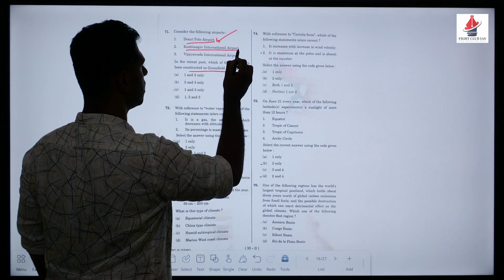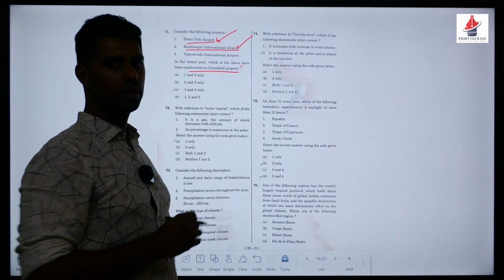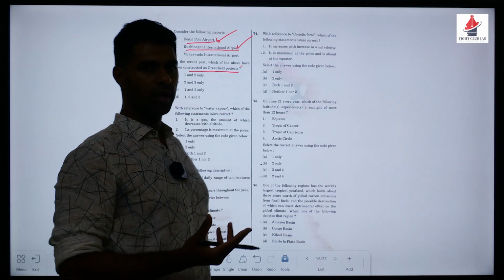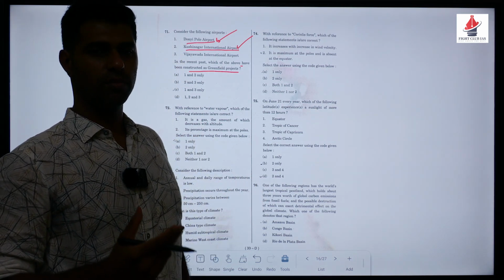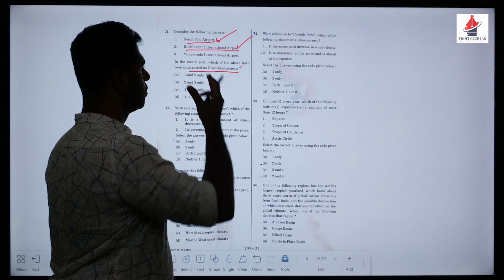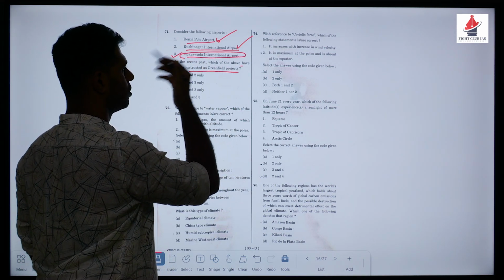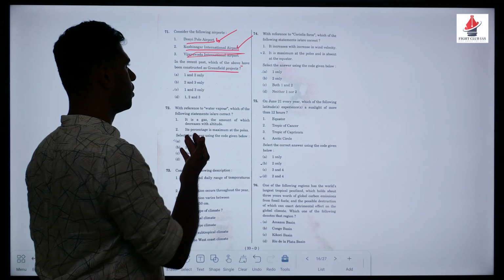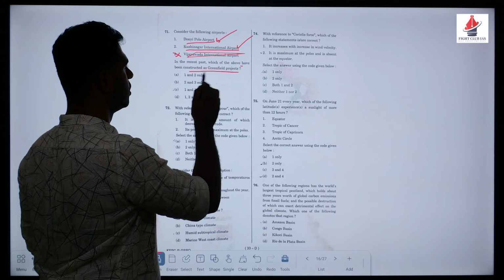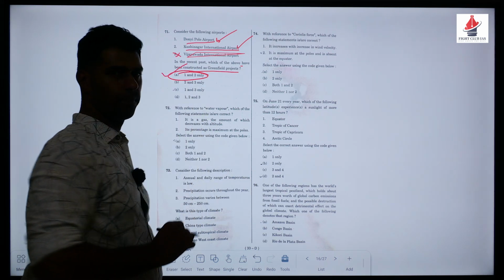Yes. Kushinagar International Airport. This is also a greenfield project. Kushinagar is a place where Buddha died. So there an international airport has been constructed. So this is also a greenfield project. Vijayawada International Airport has been there since long. So this is not a greenfield project. This is not the right one. So the answer is 1 and 2 only.